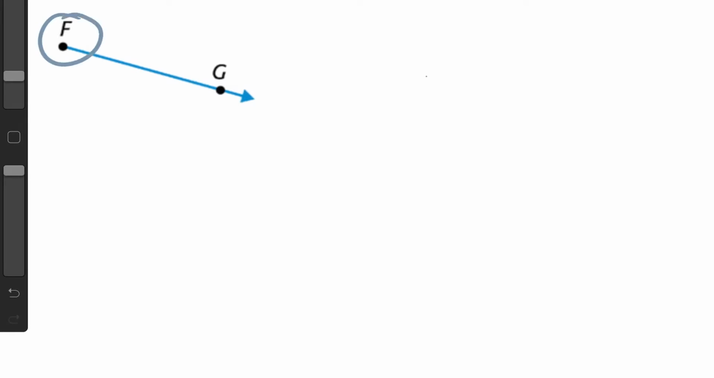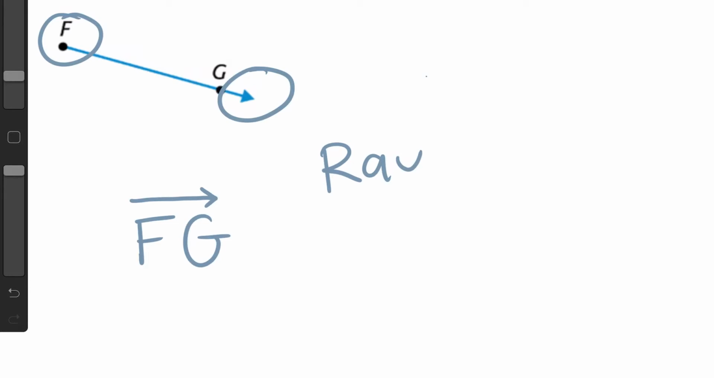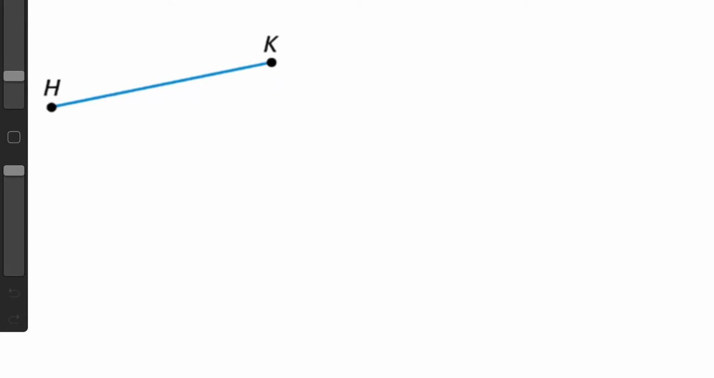Okay, this first one has FG. It's got an ending point here and an arrow here. So we know it is going to be FG something. If we were drawing it on paper, we would draw FG with the point and then the arrow. We call this a ray. So this is going to be ray FG. Anytime there is a point and 1 arrow, it is a ray.